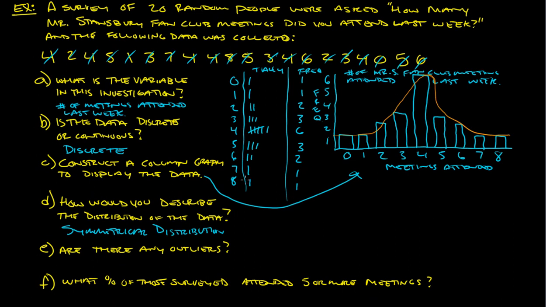Are there any outliers? In this data there are not any outliers because all the data fits in nicely. There are some people who are not very cool because they didn't show up to any meetings, and one person only showed up to one. But there's not really any outliers. This person was so dedicated, they showed up to 8 different meetings last week. That's my favorite. But there are no outliers.